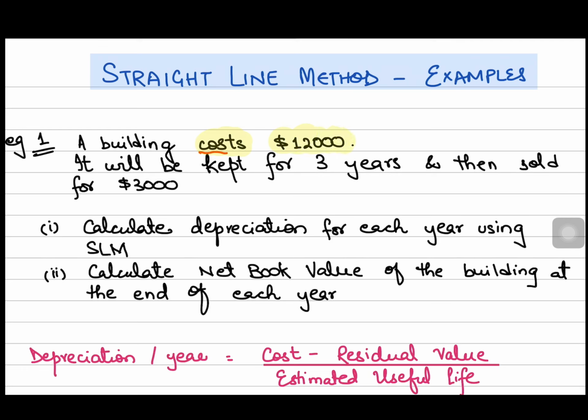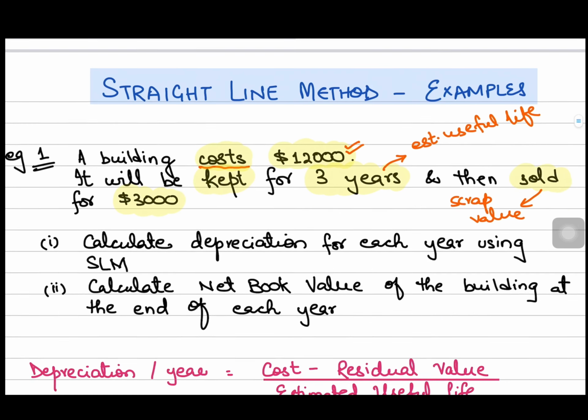So this is what the cost is given to us, and that is $12,000. Then it further says that it will be kept for 3 years and then sold for $3,000. So what is this 3 years? This is the estimated useful life of this building. And then it will be sold for 3,000. This is what the scrap value is also given to us.